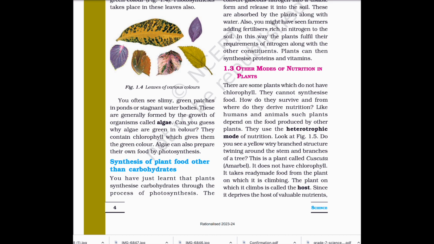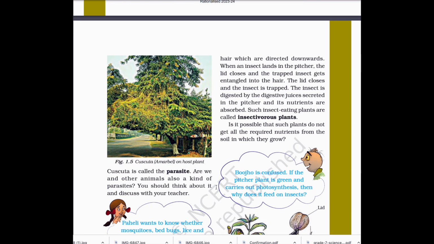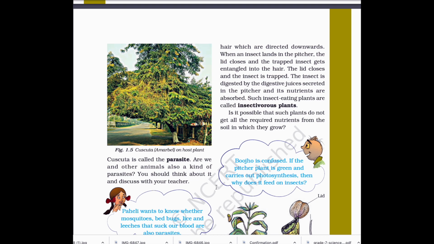Look at figure 1.5. Do you see a yellow, wiry branch structure twining around the stem and branches of a tree? This is a plant called Cuscuta amarbale. It does not have chlorophyll. It takes ready-made food from the plant on which it is climbing. The plant on which it climbs is called the host. Since it deprives the host of valuable nutrients, Cuscuta is called the parasite.